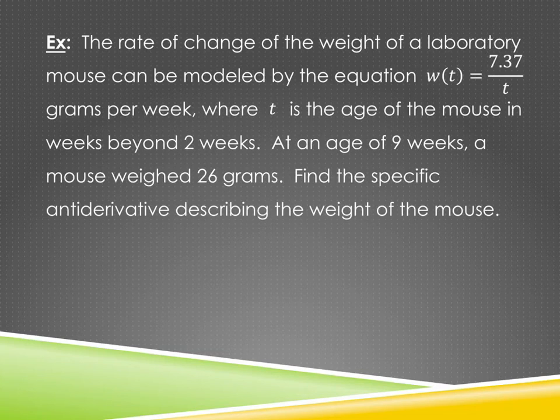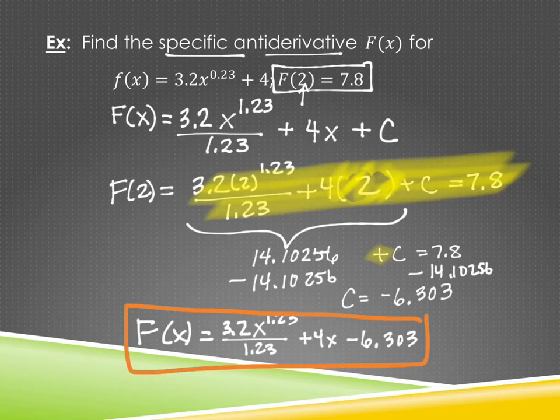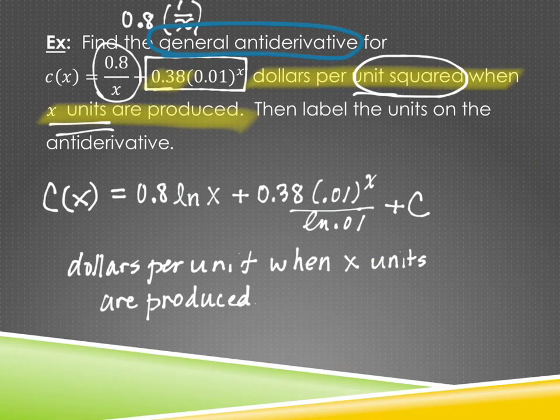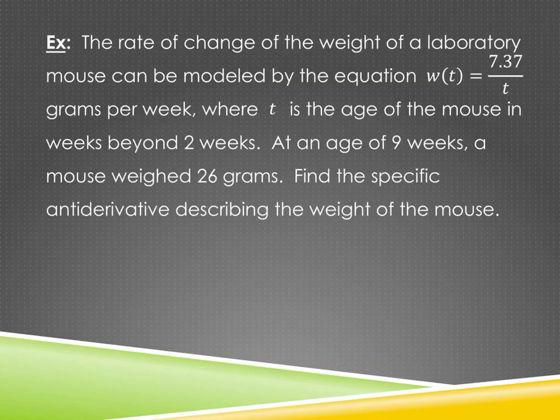At an age of 9 weeks, which would mean t is 7, because that's 7 weeks beyond the 2 weeks, a mouse weighed 26 grams. Find the specific antiderivative describing the weight of the mouse. Okay, so this is the same problem we did here. The directions are the same. It just has context like it did here. So if we take our last two problems and merge them together, we get the context from one piece and the specific antiderivative language from the other piece, and we end up with my lab mouse problem. Okay? So we're going to take this equation and find the general antiderivative.